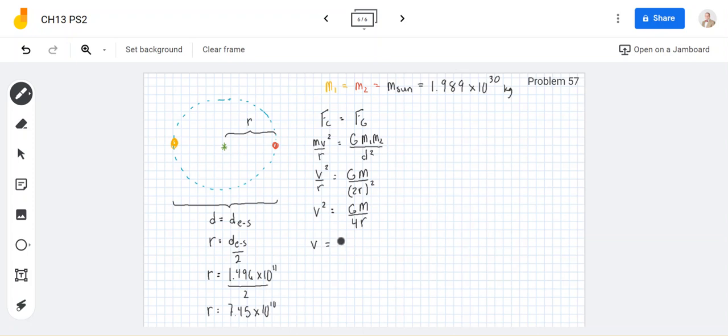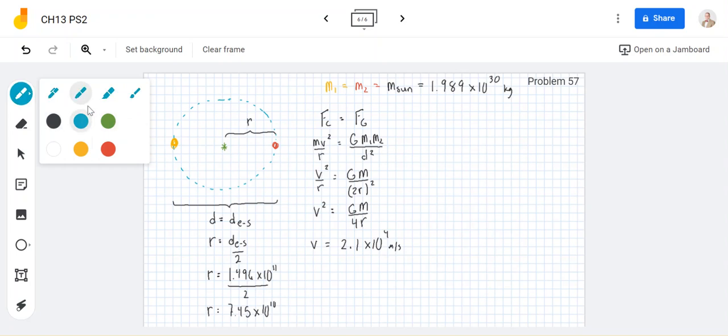So I got that the speed is equal to 4.45 times 10 raised to the, oh, just kidding, I didn't square root. Let's try that again. Got a square root. 2.1 times 10 to the meters per second. All right, so now we have the speed.